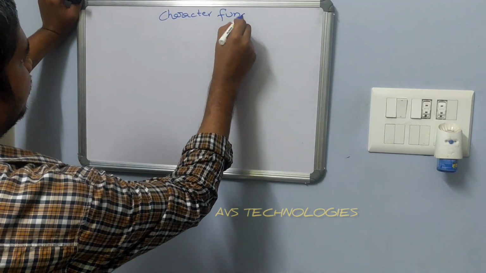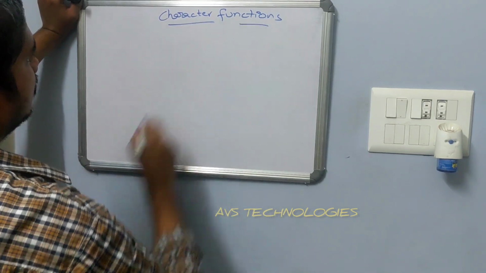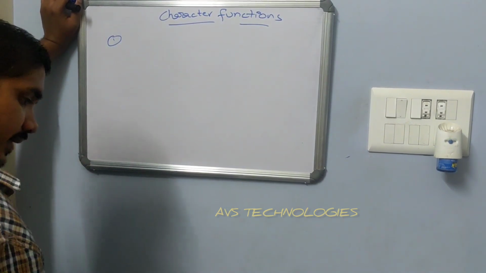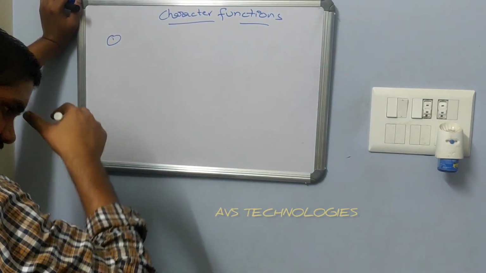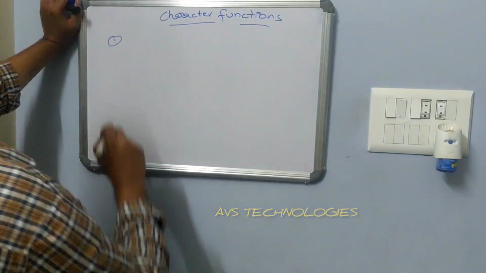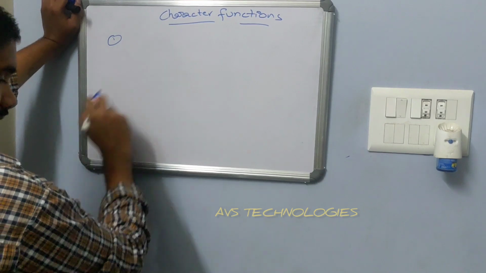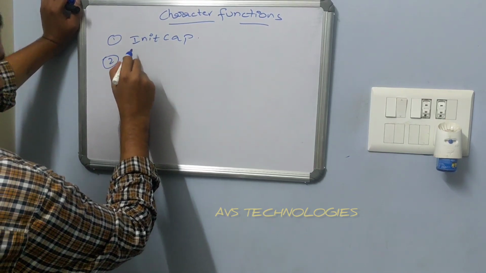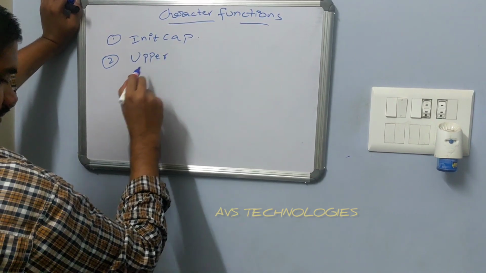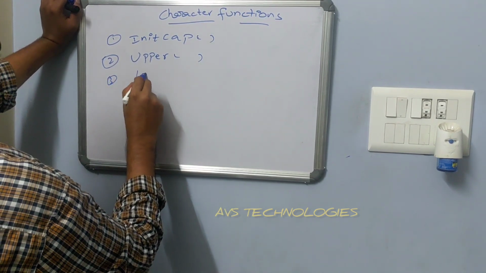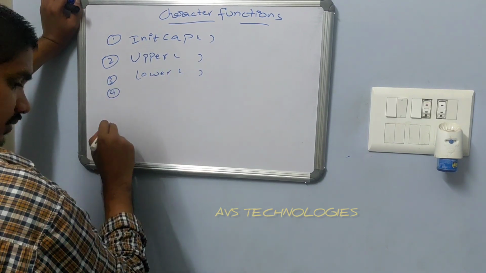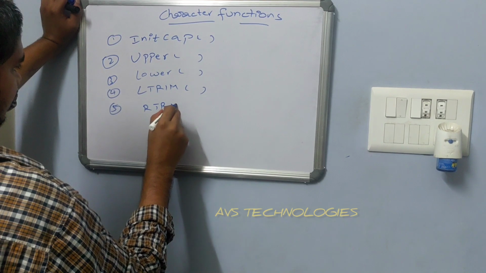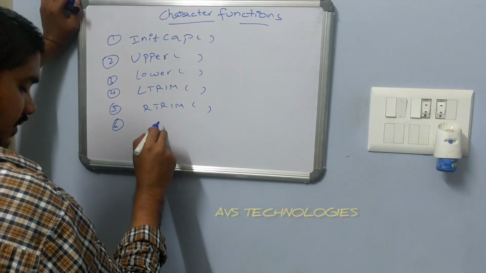Character functions. These character functions are divided into six types. The first one is initcap, and the second one is upper, then lower, ltrim, rtrim, and the last one is decode.